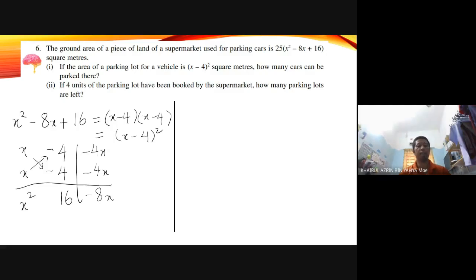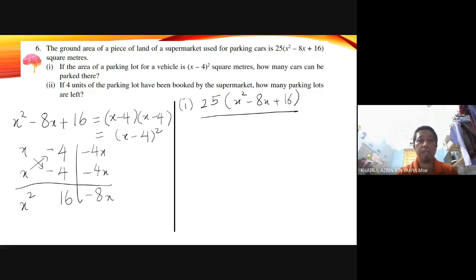Now we factorized that one already, so we can answer question number 1. If the area of the parking lot for a vehicle is x minus 4 square meters, how many cars can be parked there? To get the number of parking lots, we divide the total area, which is 25x squared minus 8x plus 16, with the area of one parking lot, x minus 4 squared.